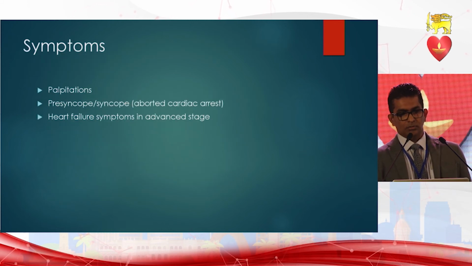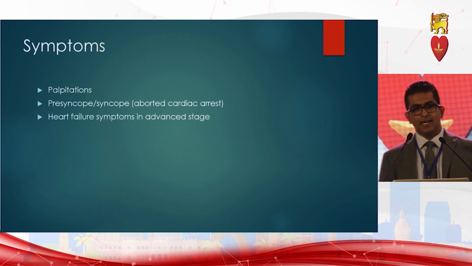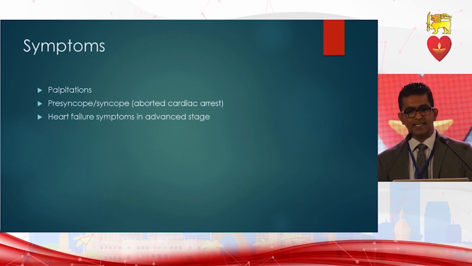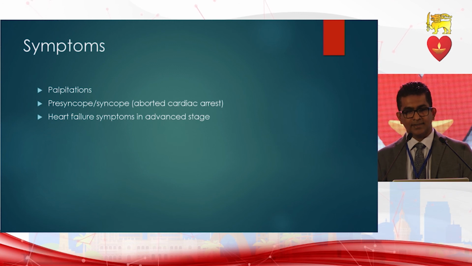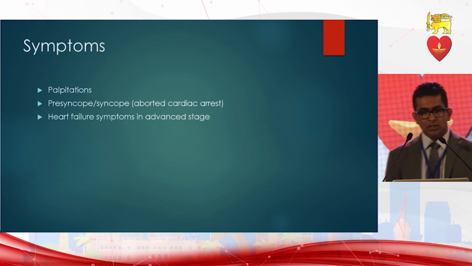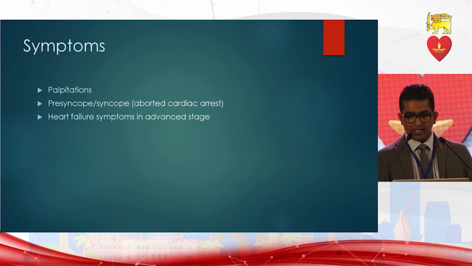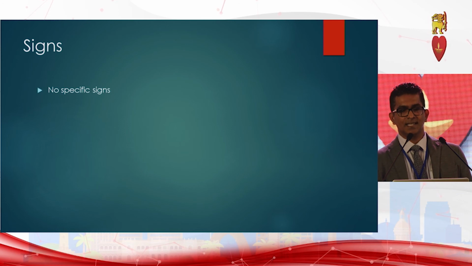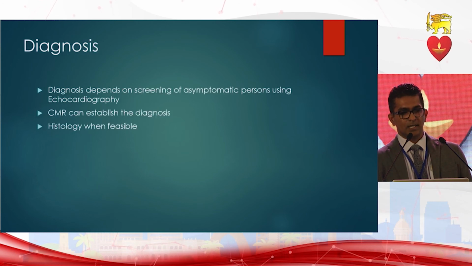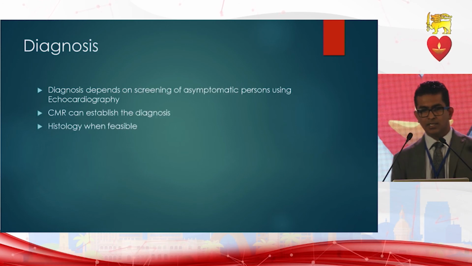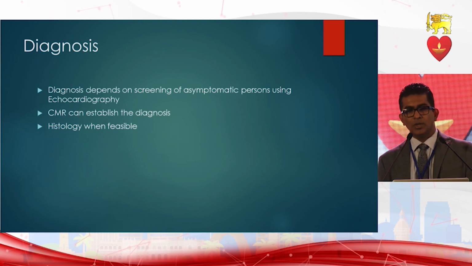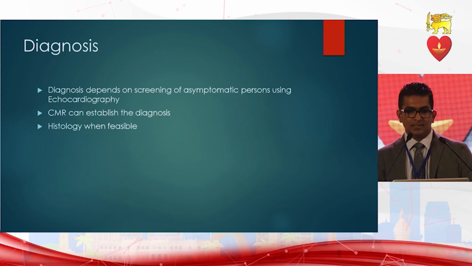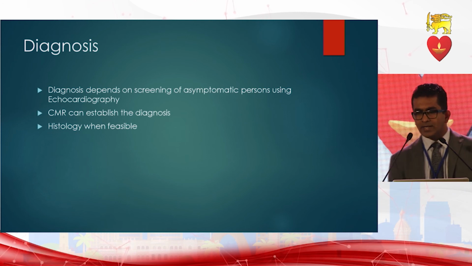So, symptoms: palpitations, they develop pre-syncope and syncope due to aborted cardiac arrest or ventricular tachycardia, ventricular fibrillation, and heart failure symptoms develop in the advanced stage. The signs, there are no specific signs in this cardiomyopathy, and the diagnosis depends on screening with echocardiography. Magnetic resonance imaging can establish a diagnosis, and histology when required.